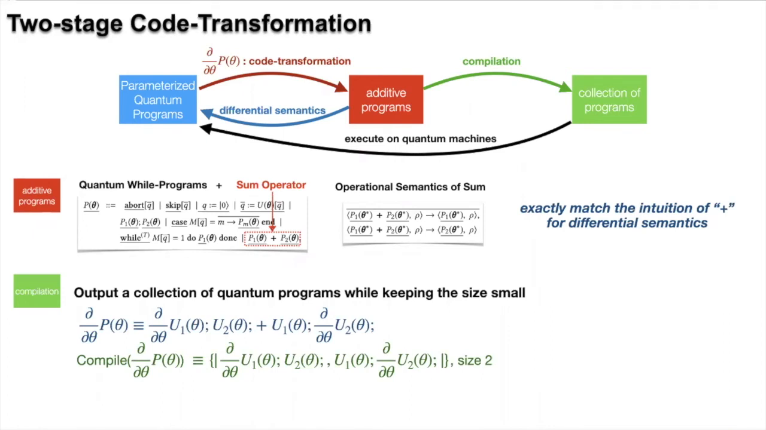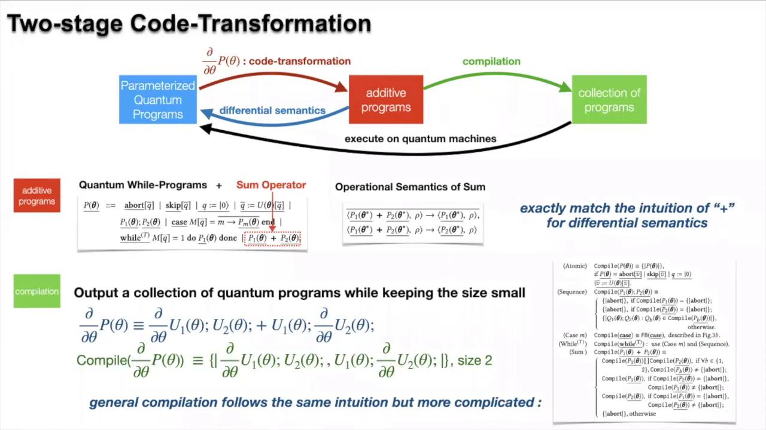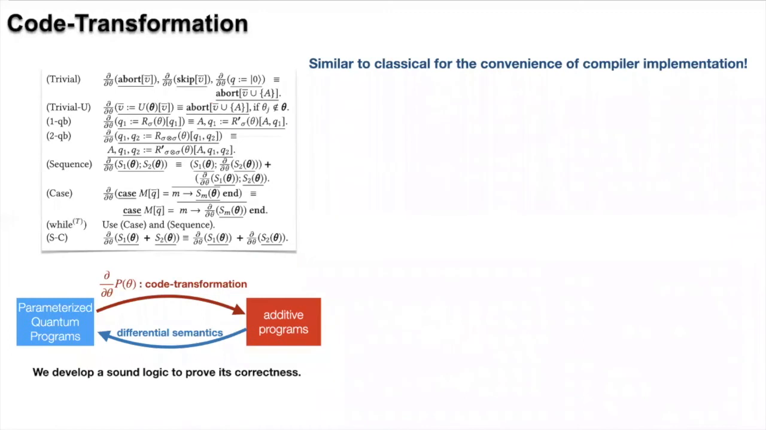The general compilation follows the same intuition, but is just more complicated. With this two-stage code transformation, now the original code transformation only happens between the parameterized quantum program and additive programs.